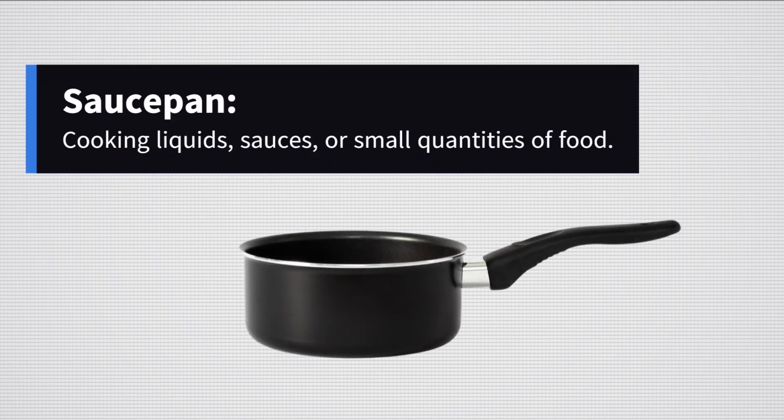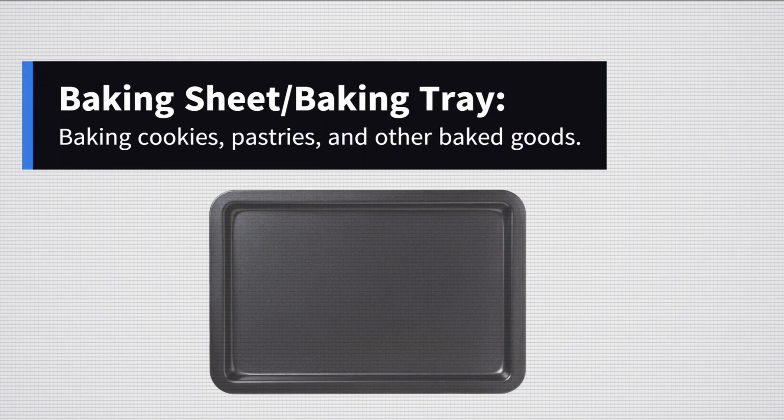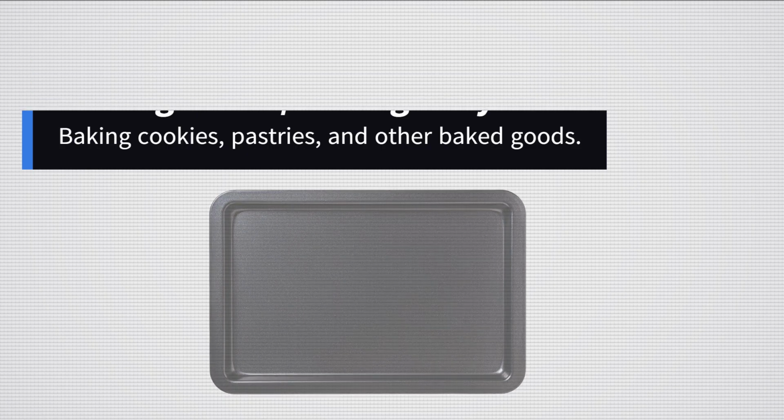Saucepan. Used for cooking liquids, sauces, or small quantities of food. Pot. Used for cooking soups, stews, pasta, and larger quantities of food. Baking sheet or baking tray. Used for baking cookies, pastries, and other baked goods.